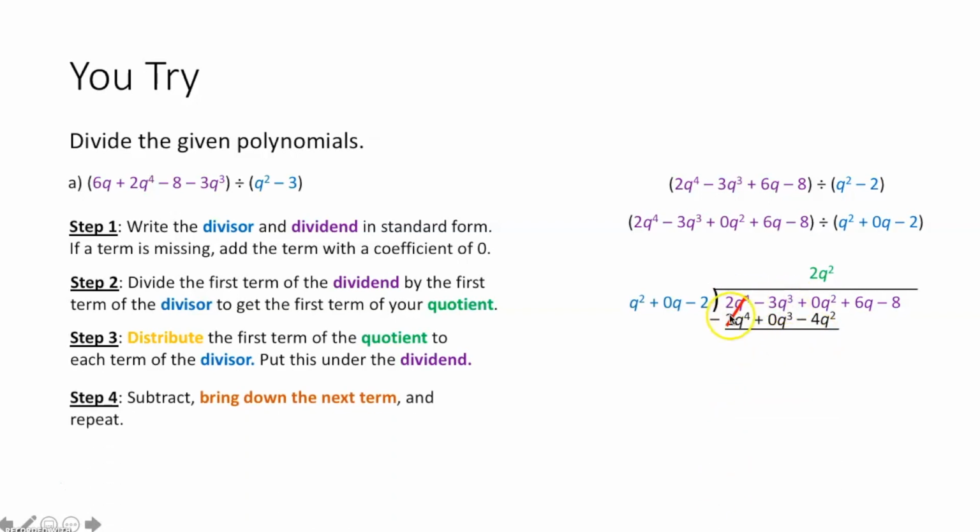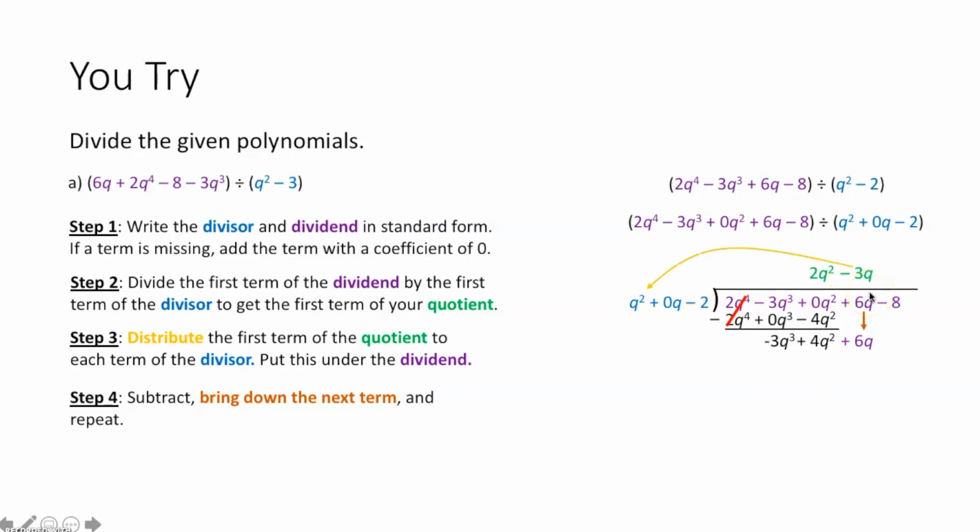Negative 3q to the 3rd minus 0q to the 3rd is just going to be negative 3q to the 3rd. And then 0q to the 2nd minus negative 4q to the 2nd is plus positive 4q to the 2nd, so it's plus 4q to the 2nd. We then drop down our 6q and repeat the process. Negative 3q to the 3rd. We divide that by q to the 2nd and you get negative 3q. So we put that here.